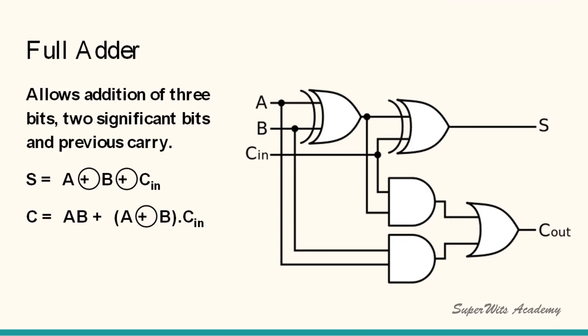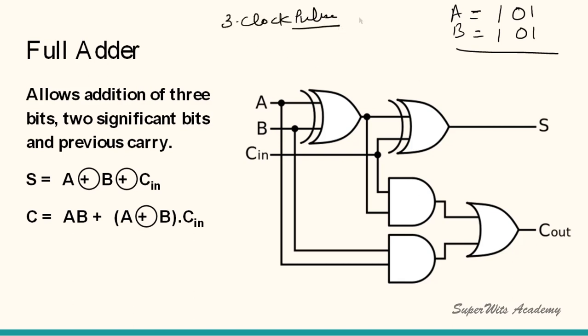So let me solve an expression for you. As I mentioned in the previous slide, A equals 101 and B equals 101. To solve this expression, I need to go through 3 clock pulses, which means I give these inputs at 3 different intervals. We have the expression here for the full adder, because we are doing 2 XOR operations and 1 XOR operation in the carry. This can be taken care of. So let's start with the first least significant bit.